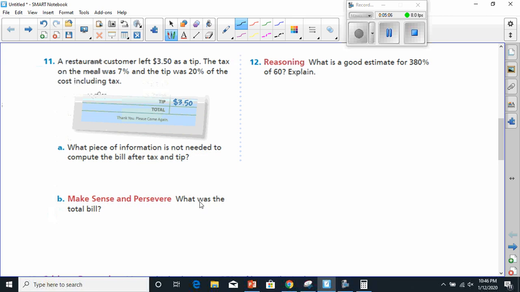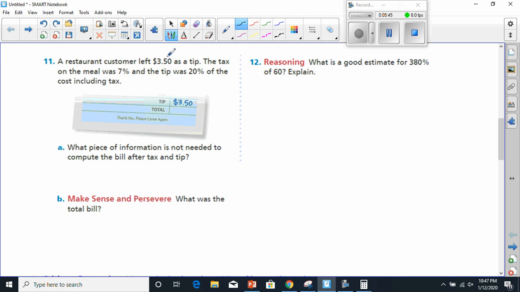All right, let's move on to number 11. It says a restaurant customer left $3.50 as a tip. The tax on the meal was 7%, and the tip was 20% of the cost, including the tax. What piece of information is not needed to compute the bill after tax and tip? Which is not needed to complete this bill? Well, they gave us the customer left a $3.50 tip.